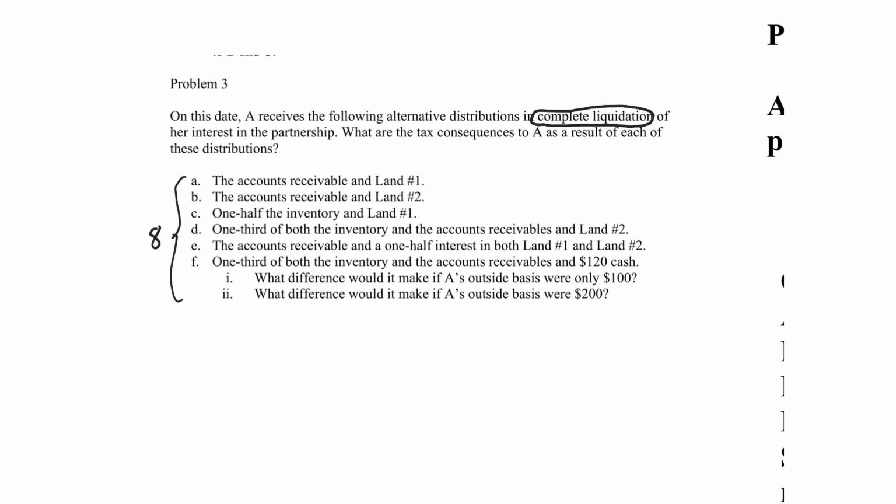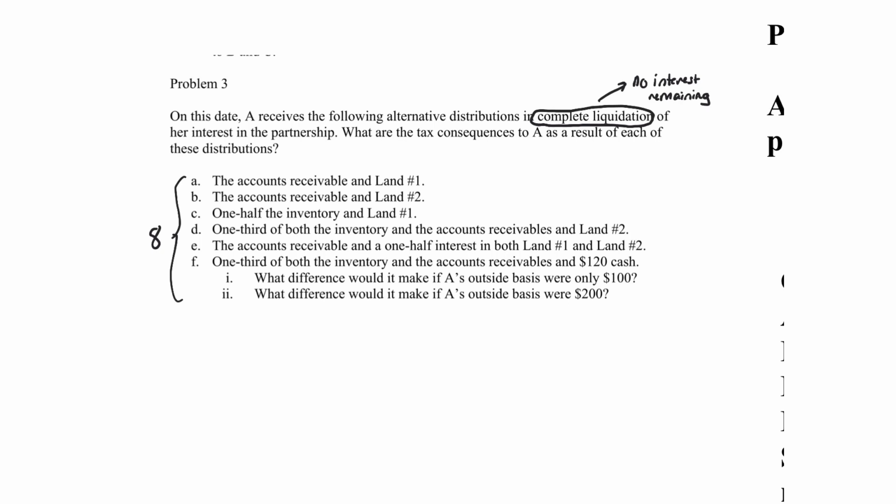Again, simple versus complex. So no complex here. We're doing the basics. We know that it's a simple distribution, and again, I'll show you why in more detail. But differentiating a simple distribution, there's liquidating and non-liquidating. A liquidating distribution means that the partner no longer has any interest, so no interest remaining after the distribution.